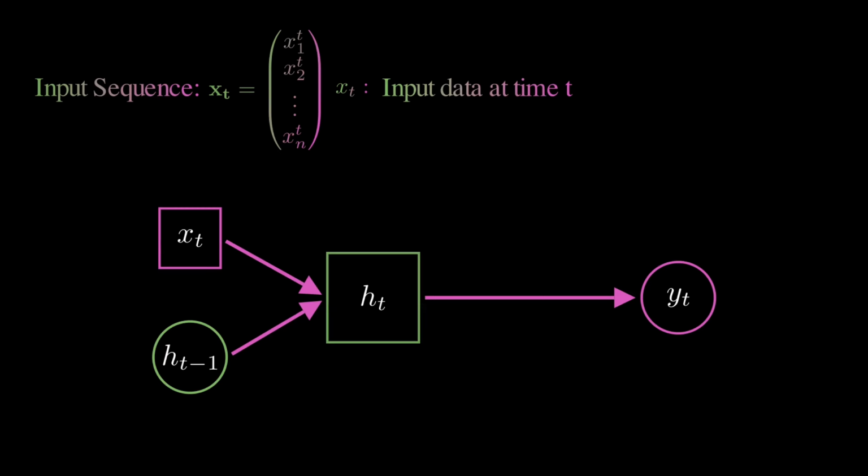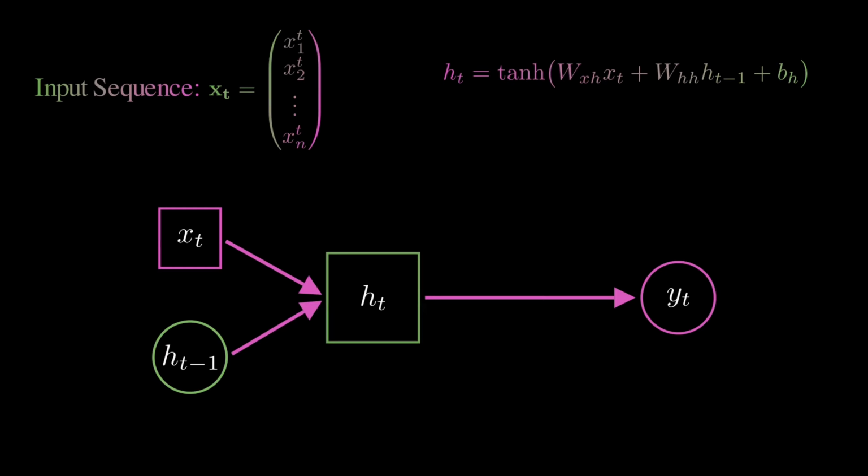Whenever you see these arrows, think of matrix multiplications. X of t and h of t minus 1 are each multiplied by weight matrices, and the results are combined to compute the new hidden state. Formally, we compute the hidden state like this.